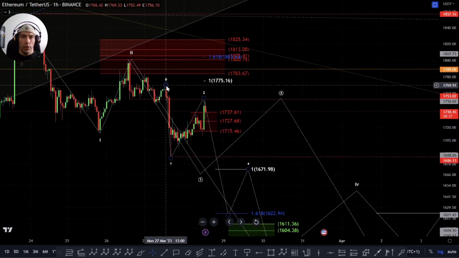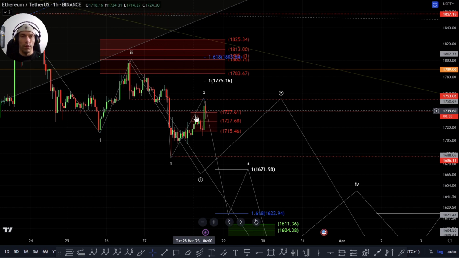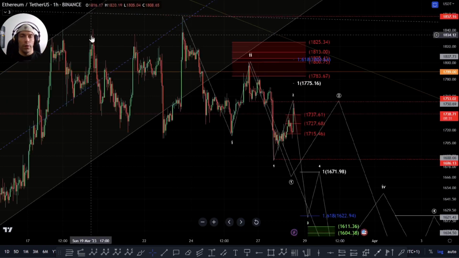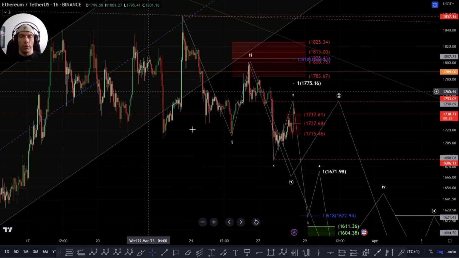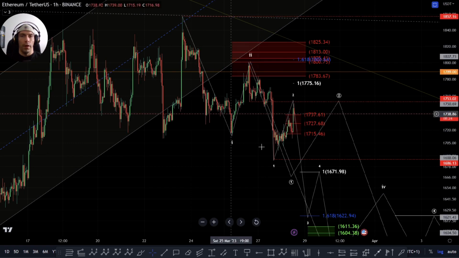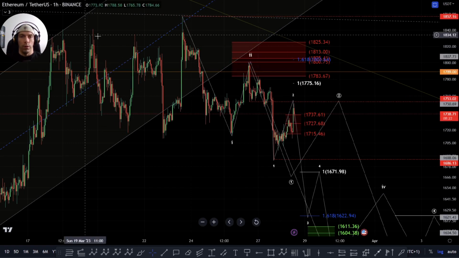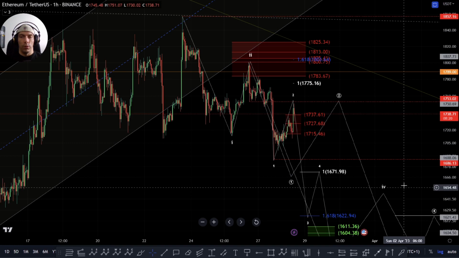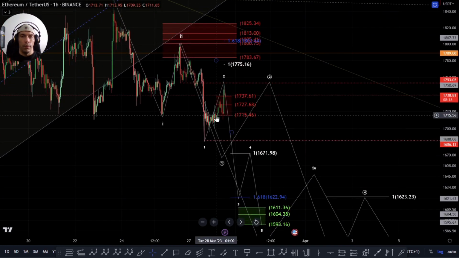Obviously, there's no confirmation here. Invalidation of this would be moving back above this 1770. And there is always the potential that we are still within a bigger corrective structure here that just still hasn't played out. But this is an A wave, potentially forming an X wave in here. This is a W, we're forming an X, and we could still come down here. We don't have enough information.